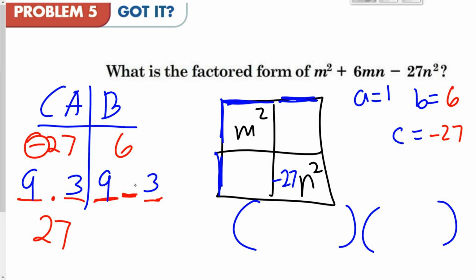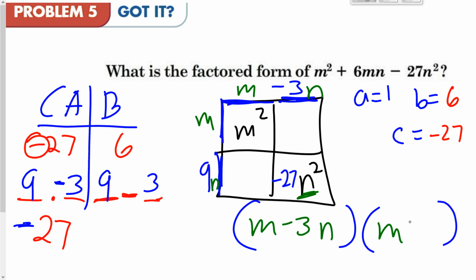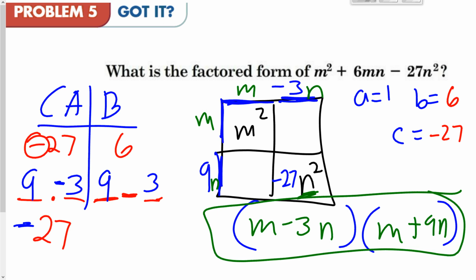So now the negative's in front of the 3, so let's put the negative in front of the 3 here, and then we get a negative 27. So those are going to be our numbers, 9 and a negative 3. Doesn't really matter which side you put them on. Now we can look at these letters. We have m squared is m and m, and then n squared is n and n. So there it is, m minus 3n and m plus 9n. There it is.